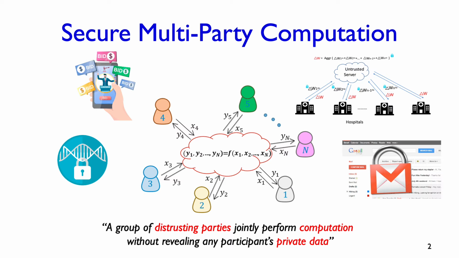Now let us look at secure multi-party computation. Secure multi-party computation is a collection of cryptographic techniques that enable multiple distrusting parties to jointly perform computation without revealing any participant's private data, the data they do not wish to make public, generally abbreviated as secure MPC. There are many practical applications such as secure online auctions, privacy-preserving machine learning where model and data are owned by different parties, privacy-preserving genomics, spam filtering on encrypted emails, etc.